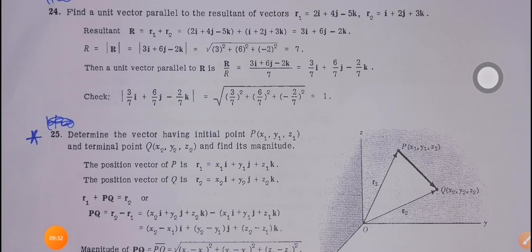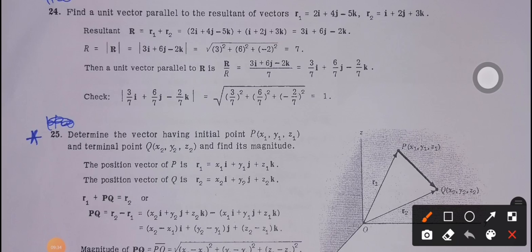Next, we have question number 24. Find a unit vector parallel to the resultant of the vectors r1 and r2. So at first we will add the two vectors r1 and r2, and for this we have to add x, y and z components respectively. So here is the position vector for the point r, or the resultant of the vectors.